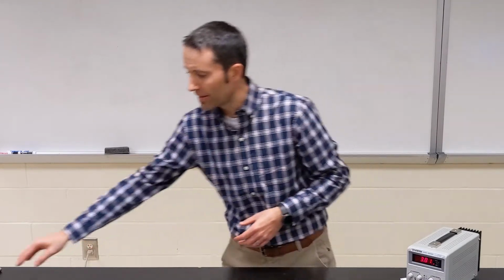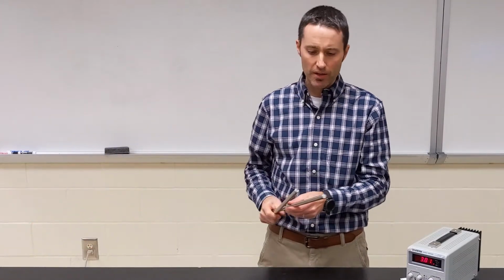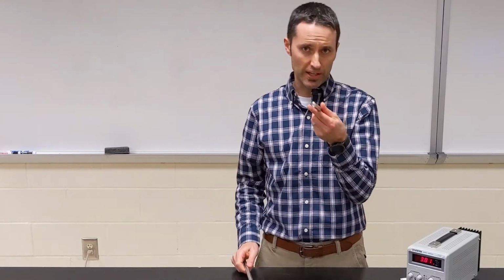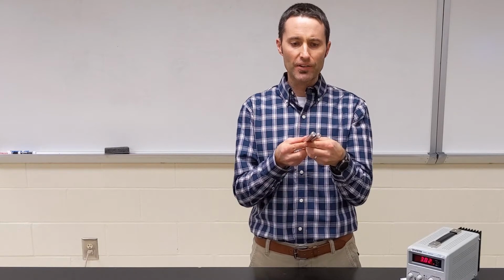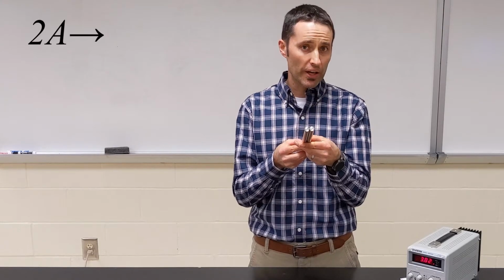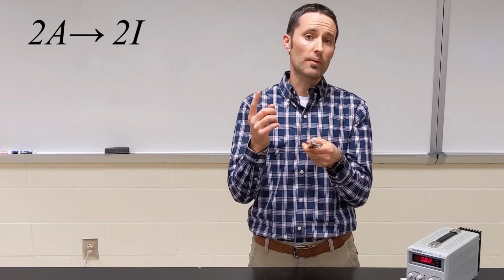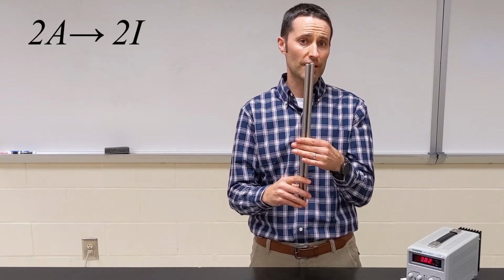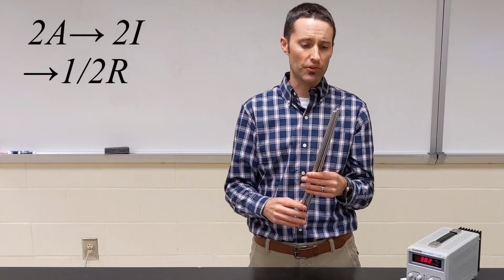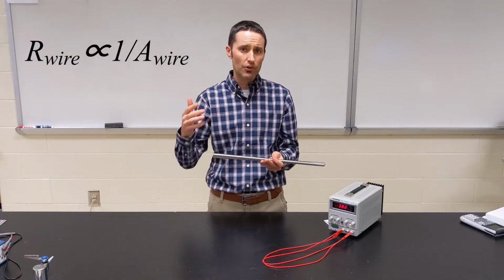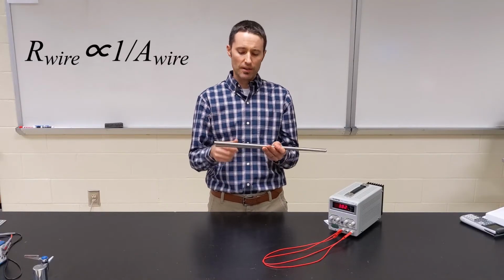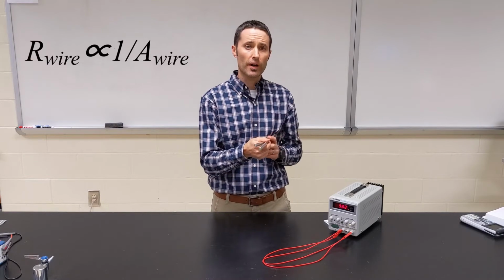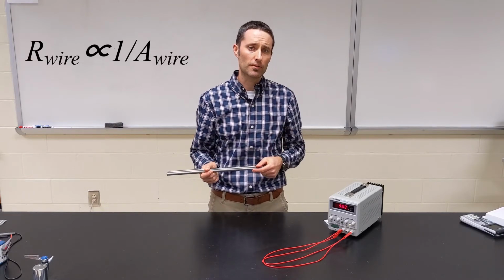So what effect does increasing the surface area add? When we had 1 wire of a given length, we had 2 amps. When we had 2 wires side by side in parallel, when we doubled the area, the current was doubled, which means the effective resistance of these 2 things together was half the original resistance. That suggests an inverse relationship between the cross-sectional area of a wire and the resistance of that wire.